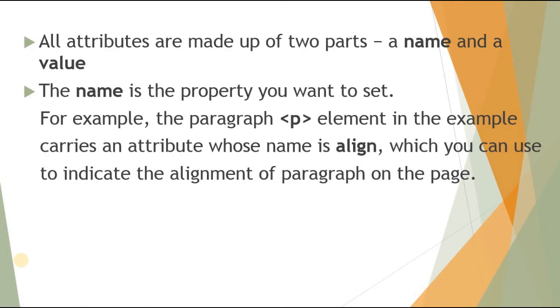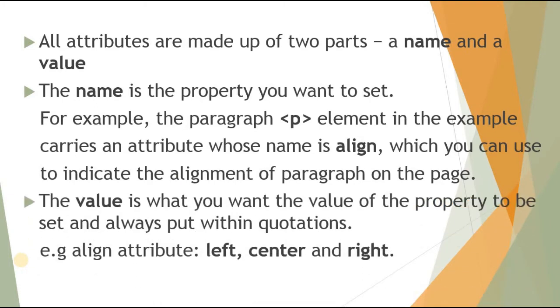For example, the paragraph P element in the example carries an attribute whose name is align, which you can use to indicate the alignment of a paragraph on the page. We are seeing one example here. In that we used a paragraph element, and the paragraph element carries the attribute align. The align attribute is used for giving the alignment for the paragraph.